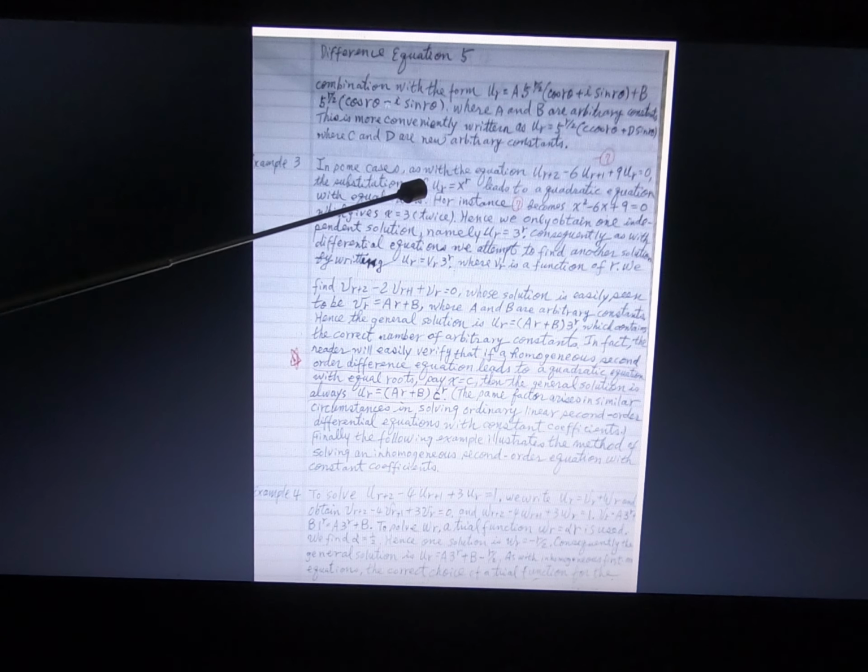In some cases, like this instance, you assume u_r equal to x^r and that leads to the general equation. These are important points to remember. If a homogeneous second order difference equation leads to a quadratic equation with equal roots, there's only one root twice, then usually the general solution is u_r equal to (A plus B r) times c to the power r.